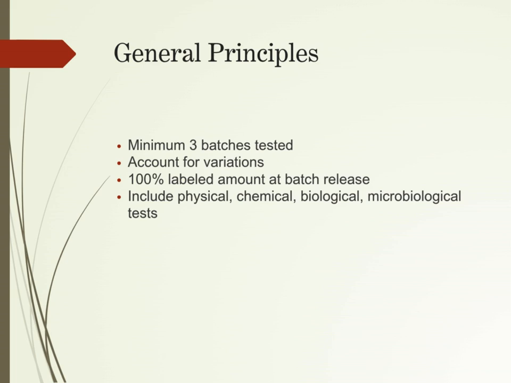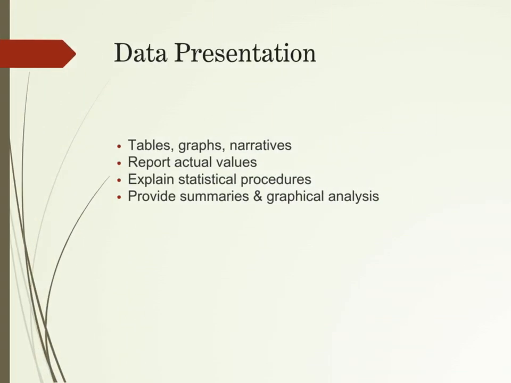Variability in manufacturing and analytical processes must be accounted for. Ideally, products should release at 100% of label claim to ensure they remain within specifications throughout their shelf life. Testing should include physical, chemical, biological, and microbiological attributes. Data must be presented in a clear and evaluable manner, using tables, graphs, and narrative summaries. All raw values at each time point should be shown. If statistical methods are used, their assumptions and methodologies must be described in detail.